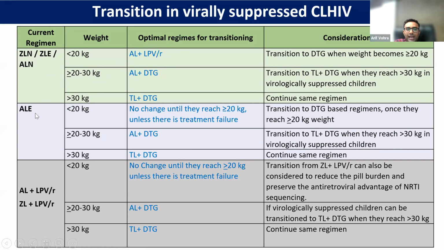Any child who is on ALE, less than 20 kg, where we cannot use a DTG-based regimen. So here we need to be shifted to a DTG-based regimen when the child crosses 20 kg. 20 to 30 kg, ALD, and more than 30 kg, TLD. For PI with AL and ZL, more than 30 kg, TLD, 20 to 30 kg, ALD, and less than 20 kg, you need to continue with the same drug.